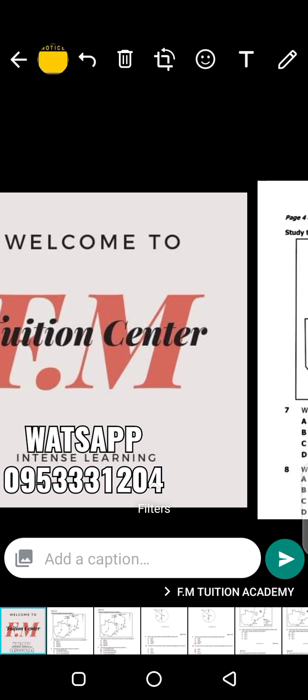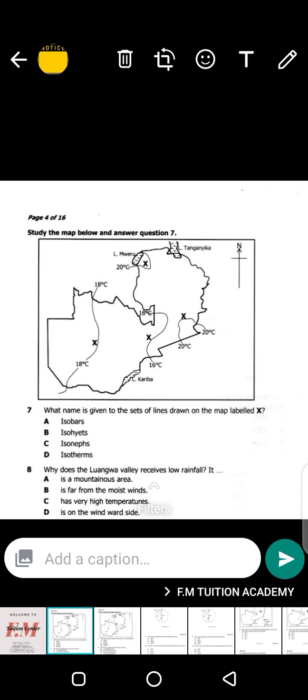Let's go straight into the lesson. Today we're looking at the past paper. Question 1: they've given us a map of Zambia and you can see all those features. The first question says, what name is given to the set of lines on the map labeled X? Where is X? That's the first thing you ask yourself.